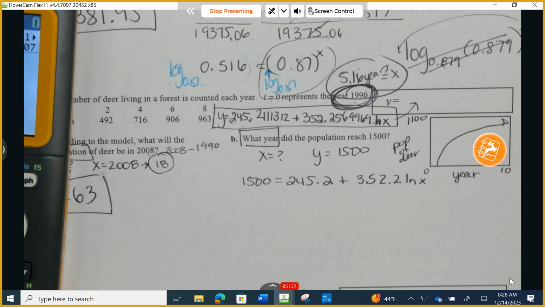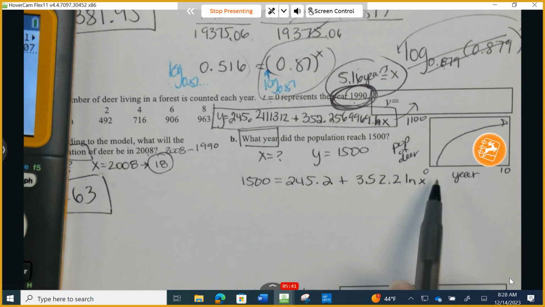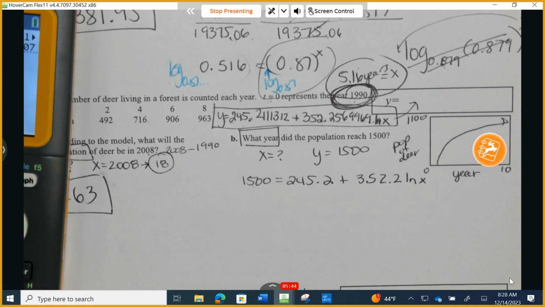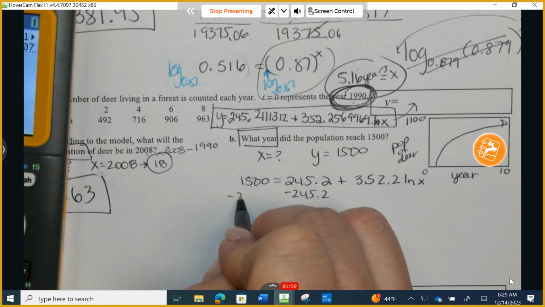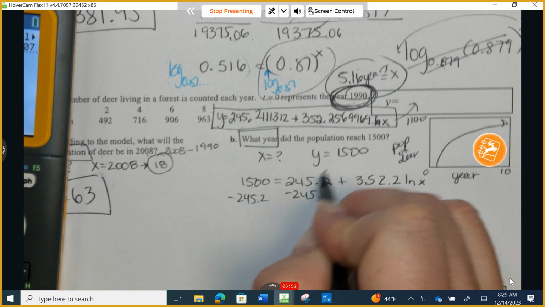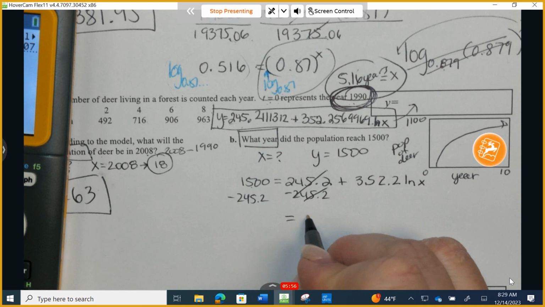So this is what I have right now. I've inputted in 1500 for the Y value, and I want to solve for X. We're doing PEMDAS backwards. So first we're going to start by adding or subtracting. So I'm going to subtract this amount. But when I plug it into my calculator, I'm not going to do the 0.2. I'm going to write the entire number out.